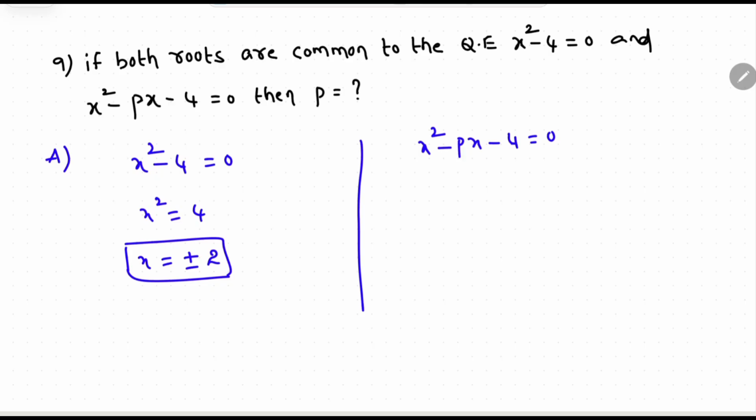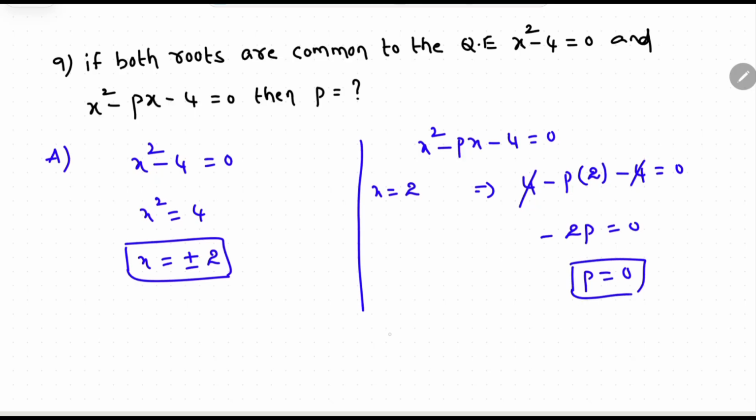So here, it is also having the same roots of the first quadratic equation. Whenever I take the x value, that is 2, therefore 4 minus p, for x I am taking 2, minus 4 equals 0. So 4 minus 4 cancel. So minus 2p is equal to 0. Therefore p is equal to 0.